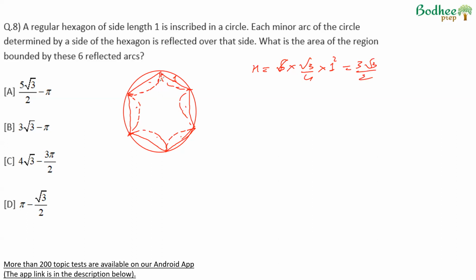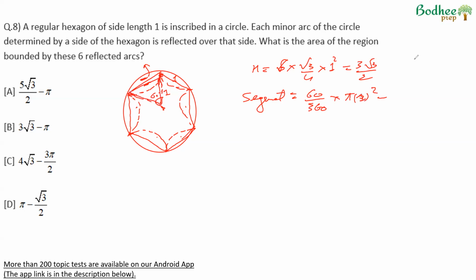Also, the longer diagonal of the hexagon, if we join the center here, this will be the radius as well, and therefore equal to the side. The radius of the circle is also 1. Now, this segment here will have the same area as this segment here because it has been reflected. So if we try to find the area of this segment, the angle at the center of a hexagon is 60 degrees. So area of the segment will be 60 by 360 into pi r square, radius is 1, minus area of this triangle.